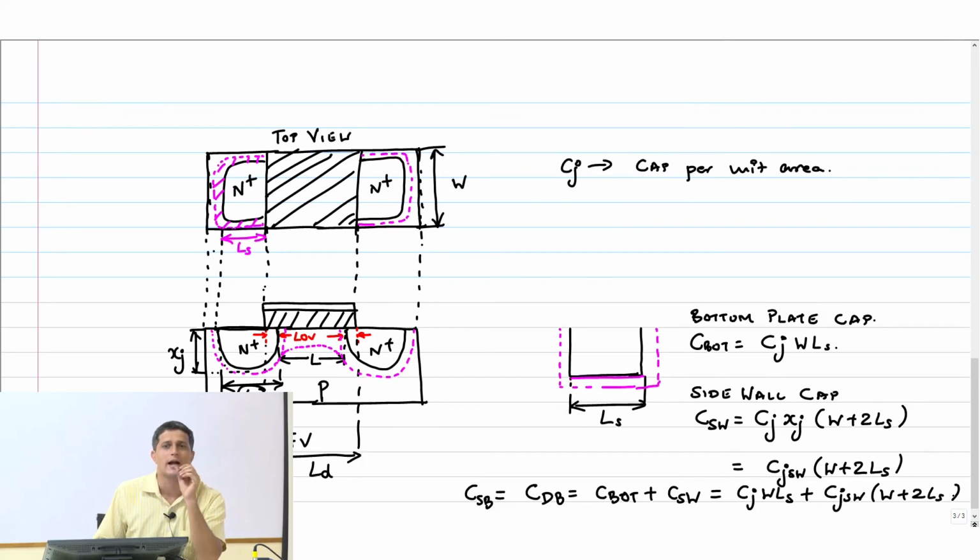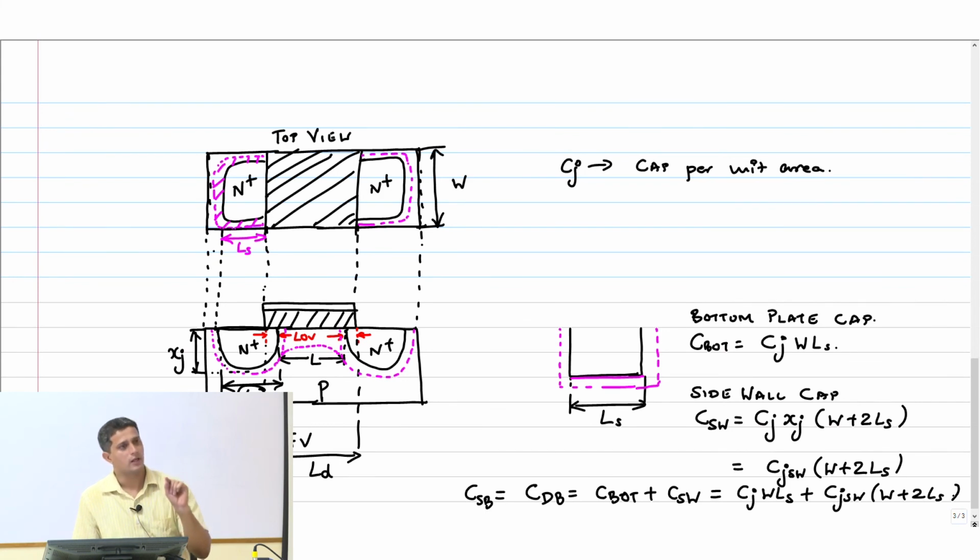See, what is the idea of making it a technology constant? If I give you that one number, you don't need any more information, right? Now, if I give you CJSW, I don't need to give you XJ. For whatever reason, you don't need XJ, right? In this model, I just need to give you that one number and I am done. I multiply it by W plus 2LS, I'll get the answer.